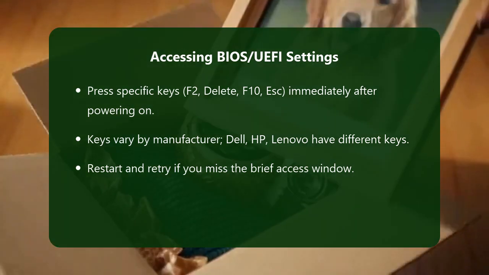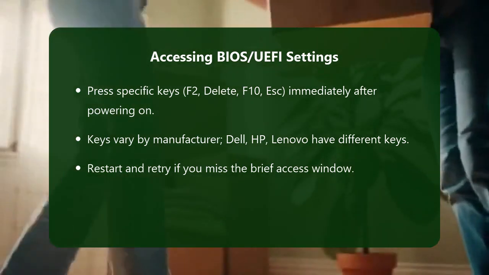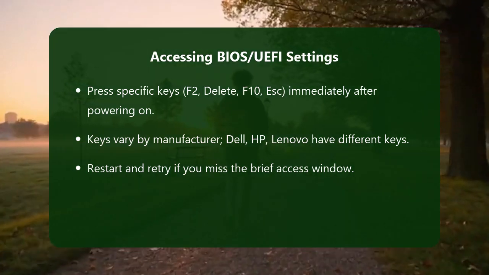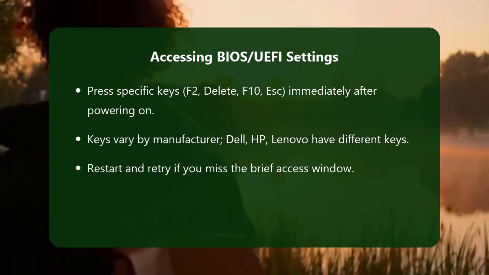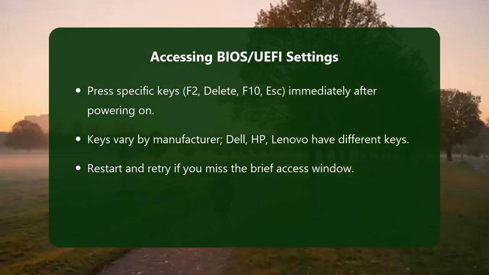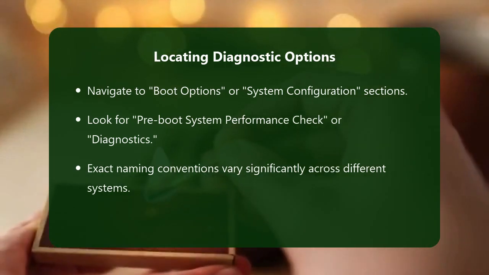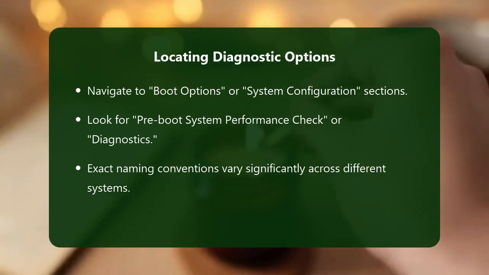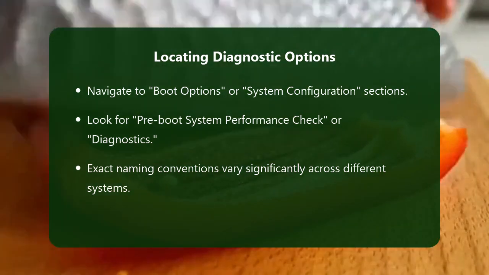Once you're in the BIOS/UEFI interface, which can look quite different across various systems, some are text-based. Others have a more graphical, mouse-friendly interface. You'll need to locate the relevant setting. This is usually found under sections like Boot Options, System Configuration, Advanced Settings, Diagnostics, or sometimes even Security. The exact naming conventions vary significantly, making this the most challenging part.